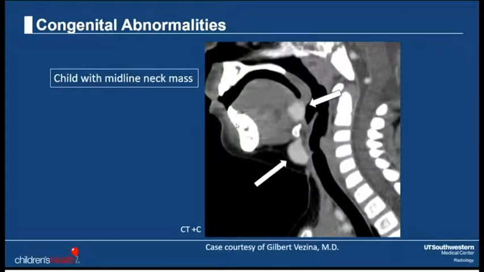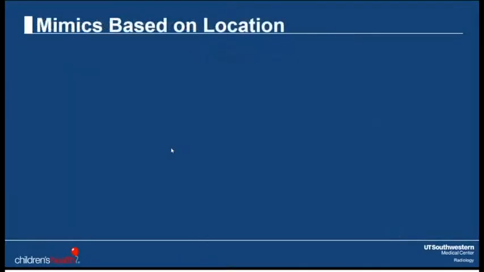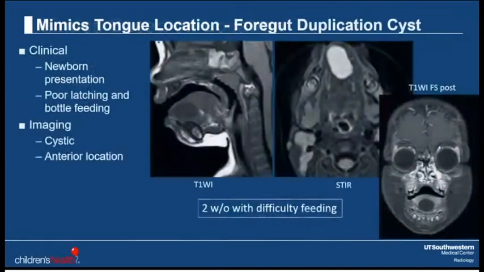This is an example of these lesions can be multiple. So this is actually a lingual thyroid gland here, but as we extend inferiorly along the expected course of the thyroglossal duct, we see additional ectopic thyroid tissue inferior to the hyoid bone as well. So now we'll discuss some mimics based on location.